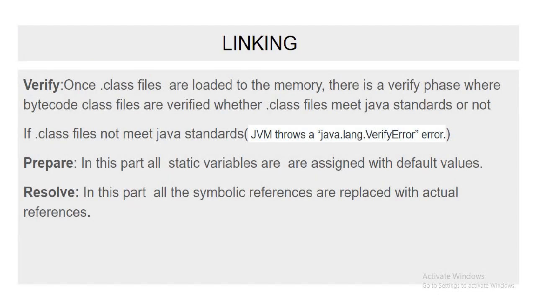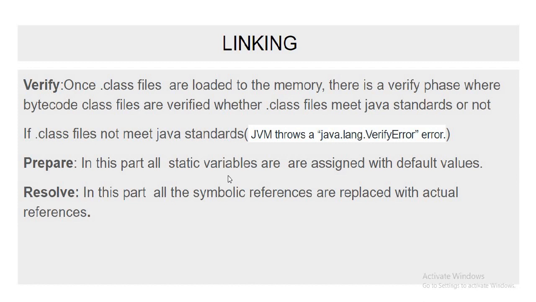In linking, we have three phases: verify, prepare and resolve. Once the .class files are loaded into memory, there is a verify phase where the bytecode class files are verified to see whether they meet Java standards or not. Suppose I have a .class file A, generated from class A, and assume it did not meet Java standards. The verifier will throw a java.lang.VerifyError. Whenever we get this java.lang.VerifyError, we should understand that we are not following the Java standards.